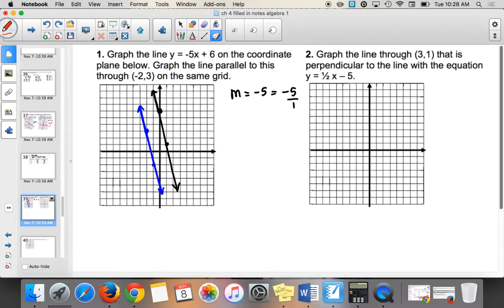All right, so this one. It says graph the line through 3, 1 that's perpendicular to the line with the equation 1/2 x minus 5. So I'm going to go down 1, 2, 3, 4, 5. And my slope is 1/2. So I'm going to go up 1 over 2, right? Over to the right 2. So in the end, it's a positive slope. I'm going upwards. You can draw a couple different points if you need to. And we draw the line in.